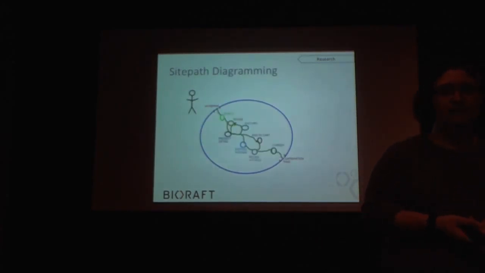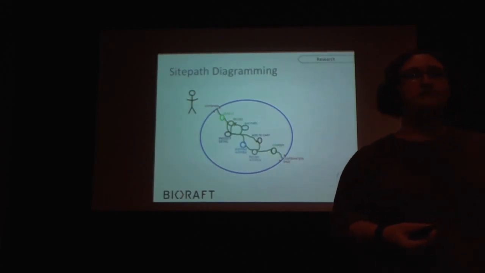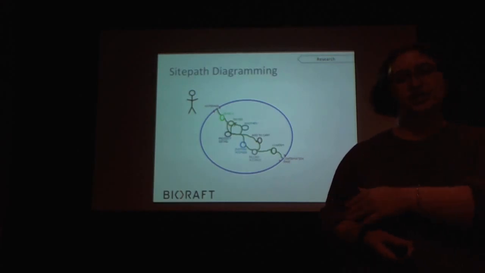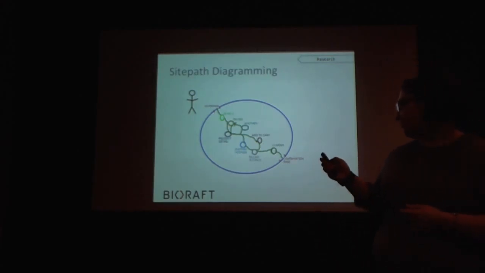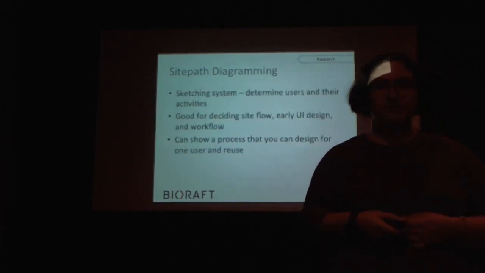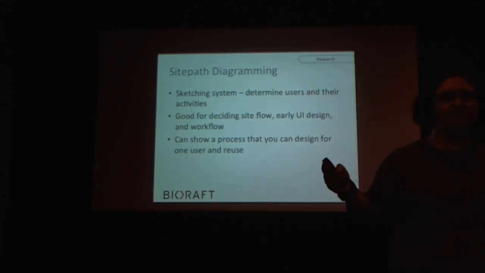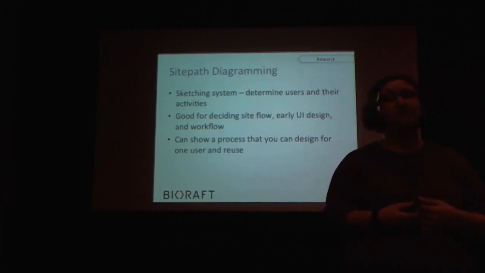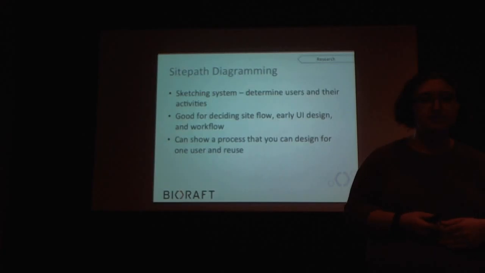Next tool is Sitepath Diagramming, and really what this does is it helps you think about how different users are going to be accomplishing different tasks. So we've got this little stick figure guy coming in at the home page and leaving at the confirmation page, and all the steps that he does in there. So really it's sketching the entire system, but at a very high level. It's good for deciding your site flow, some very early UI decisions, and of course your workflow. It can show a process that you can design for one user and reuse.